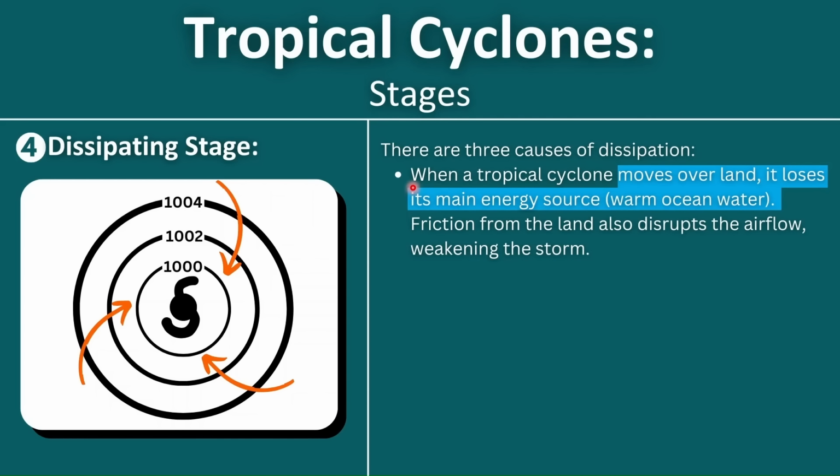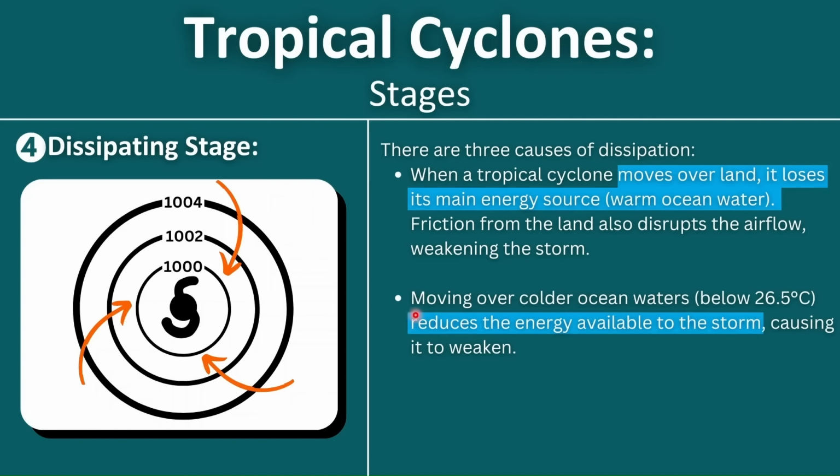So the first cause of dissipation will be when a tropical cyclone moves over land, it loses its main energy source, which is warm ocean water, right? Friction from the land also disrupts the airflow, weakening the storm. The second cause of dissipation is moving over colder ocean waters, because remember, you have to have a minimum of 26.5 degrees. So once the ocean waters drop below 26.5 degrees Celsius, it reduces the energy available to the storm, and this will cause it to weaken.